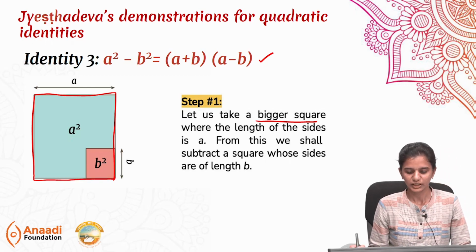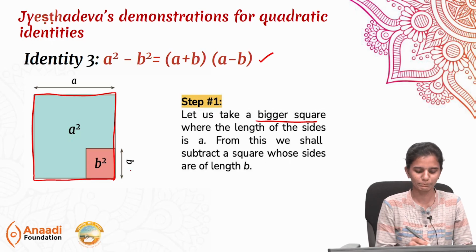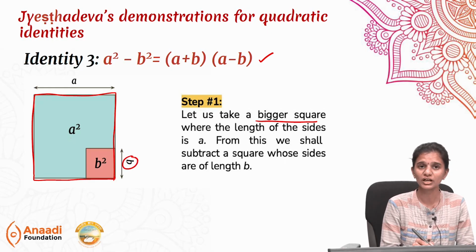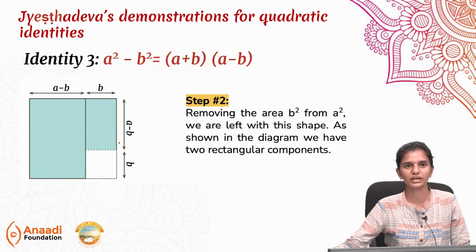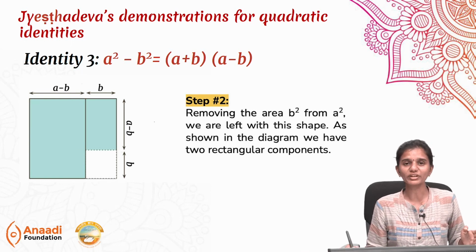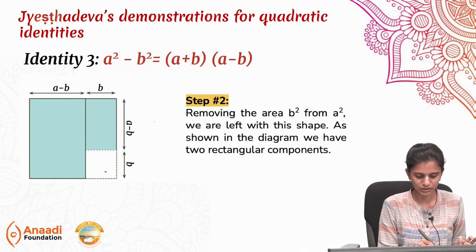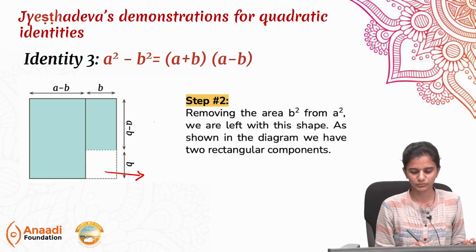And then we subtract a square whose side is of length B. So, the area of this square would be B square, and then we take this square, we subtract it. Then we get a structure something like this. Removing the area B square from A square, we are left with this shape. So we have two rectangles here.